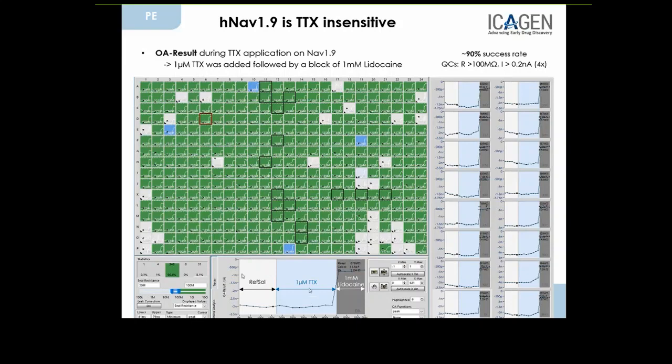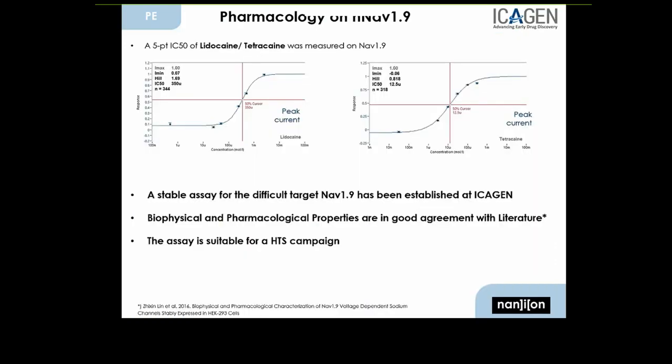And in each well, we applied a reference solution, 1 micromolar TTX and 1 millimolar lidocaine at the end to block the current. And you can see here it looks nice and homogeneous, and TTX doesn't have any effect, whereas lidocaine blocks the current. In a similar way, we could also determine sensitivity against lidocaine and tetracaine, which basically represent standard compounds for this channel. We observed 350 micromolar for lidocaine and 12.5 micromolar for tetracaine, which is in good agreement with the literature.